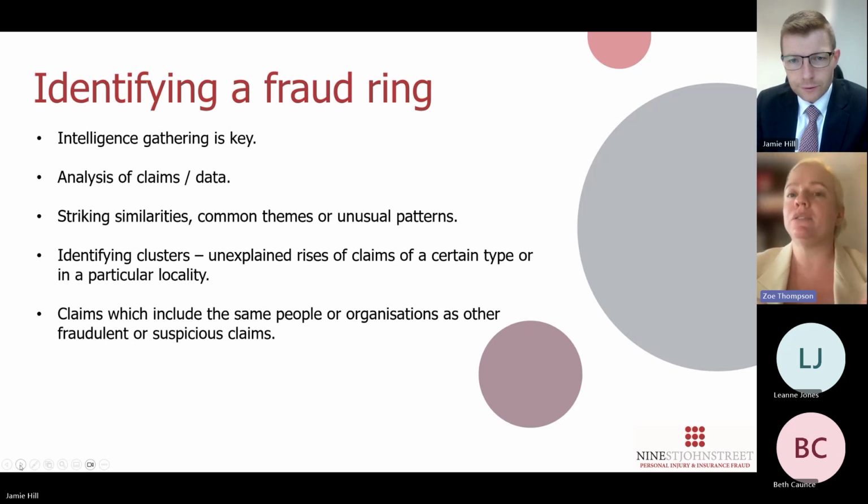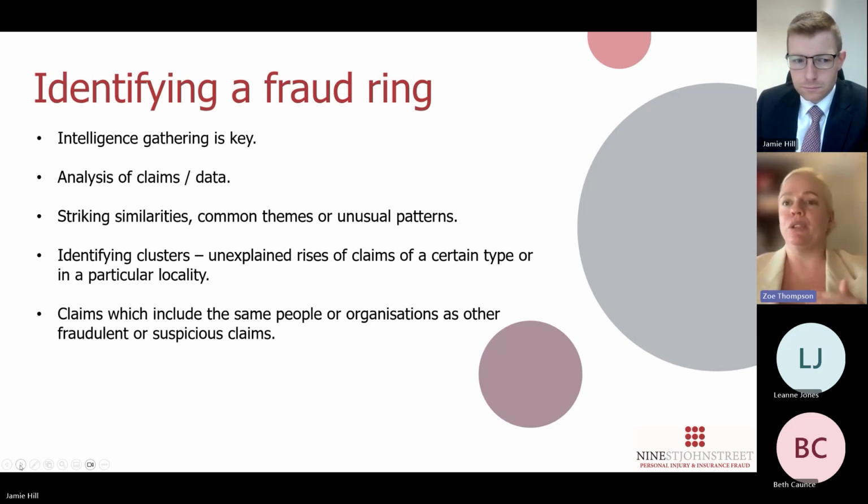And the more you delve down into the detail, you're able to identify clusters within that ring. And you end up with a much smaller identifiable fraud ring within your bigger overall ring. And you are looking at claims which include the same groups of people or organizations. That's normally how a fraud ring starts. And then you delve down through your intelligence analysts to uncover a much smaller cluster.